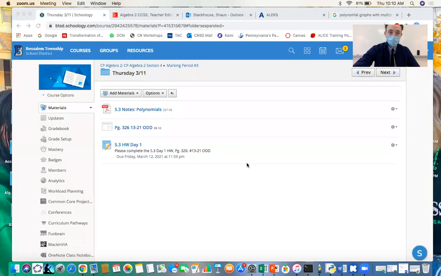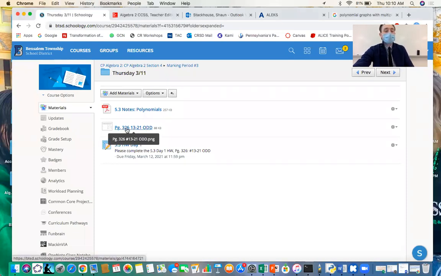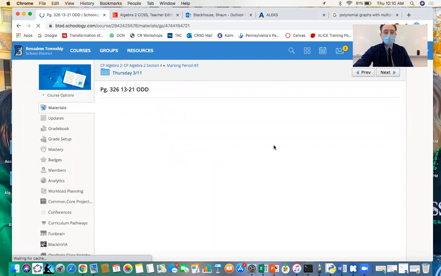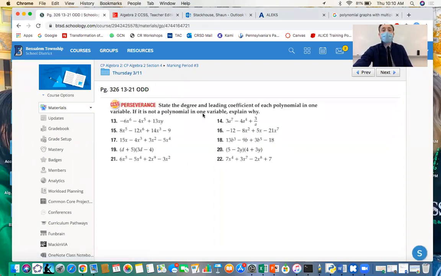Okay, so your homework for tonight, I'm just going to share my screen again. Your homework for tonight is on page 326, numbers 13 through 21 odd. Okay, so 326, 13 through 21 odd. What we want to do is state the degree and leading coefficient of each of the polynomials in 13 through 21. So the first thing you're going to do is make sure that it's simplified, right? If you can combine like terms, make sure you do that. Make sure that you write it in standard form. I can already tell some of them are written in standard form and some of them are not. So put it in order.